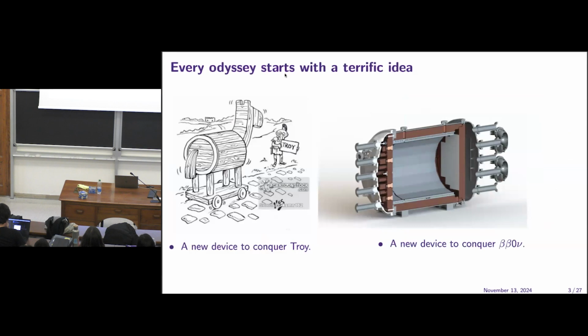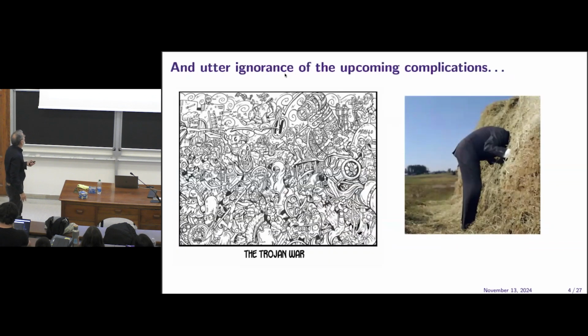Now, here comes another declaration. Every Odyssey started with a terrific idea. Of course, oh, jeez, I get a new device to conquer Troy, great. So we got this new device to conquer neutrinoless double beta decay. Hey, man, we are there. But there are two ingredients to an Odyssey. First of all, you need to get the idea. And second, you need to have utter ignorance of the complications ahead. So the Trojan War was messy. Neutrinoless double beta decay experiments are messy. I love this picture, looking for a needle in a haystack. Boy, if it were only so simple.